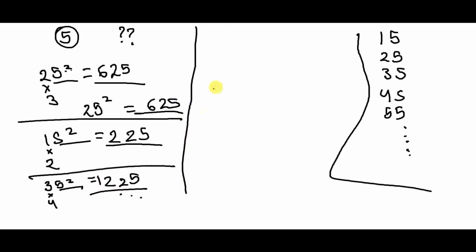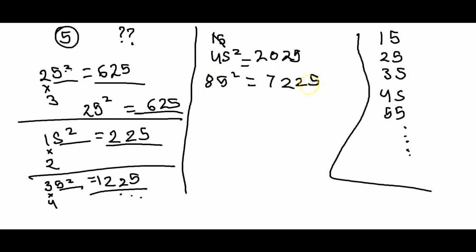Let's look at a few other examples, like 45 square, which is 2025, and 85 square, which is 7225.